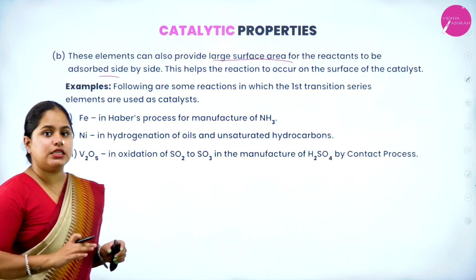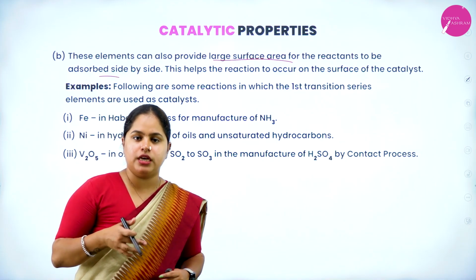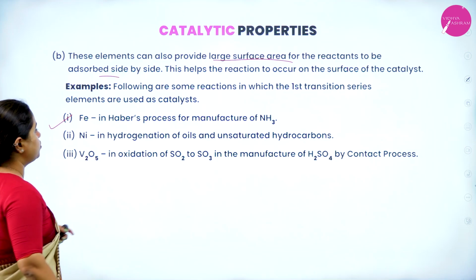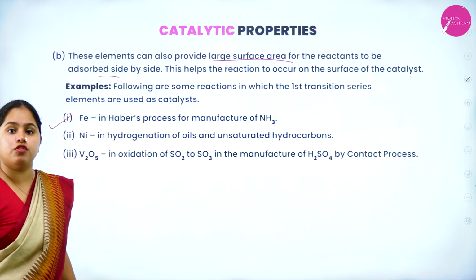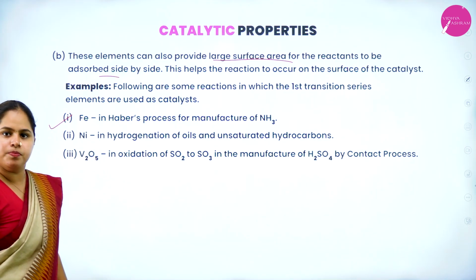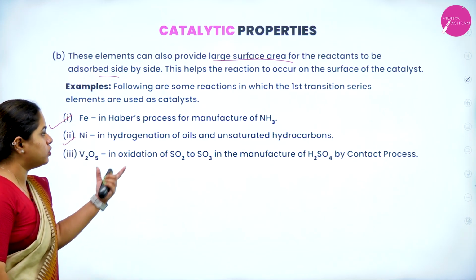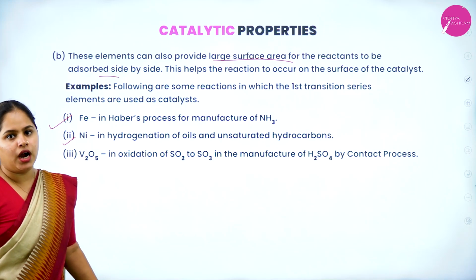Another reason is, it is providing a large surface area, so it can act as a catalyst. Now few examples are iron, which is used in Haber process for the manufacture of ammonia. So iron is a D block element, right? Where it is used, you have to remember. Next one is nickel, which is used in hydrogenation of oils and unsaturated hydrocarbons.